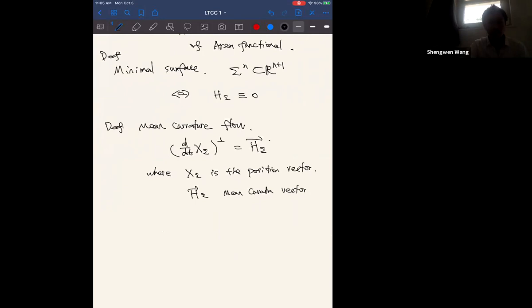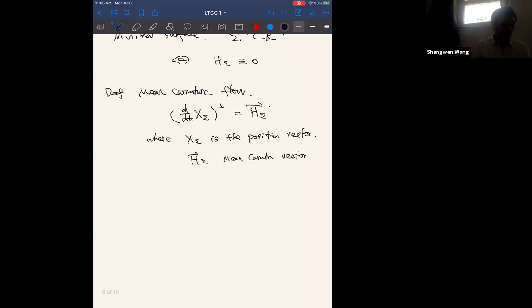Okay, so now we have an equation. So we want to analyze this equation. So the first most important property of this equation is that it's a parabolic equation. To see the parabolicity, we again write it using the graphical equation for mean curvature flow. So remember there's the projection vector here.